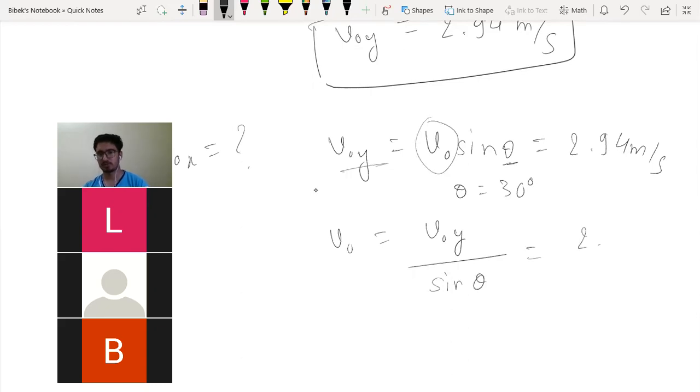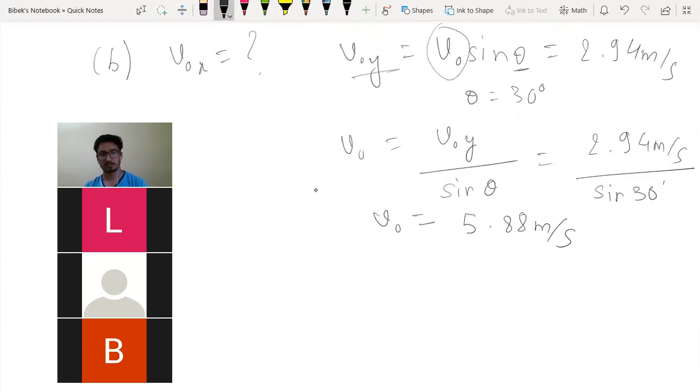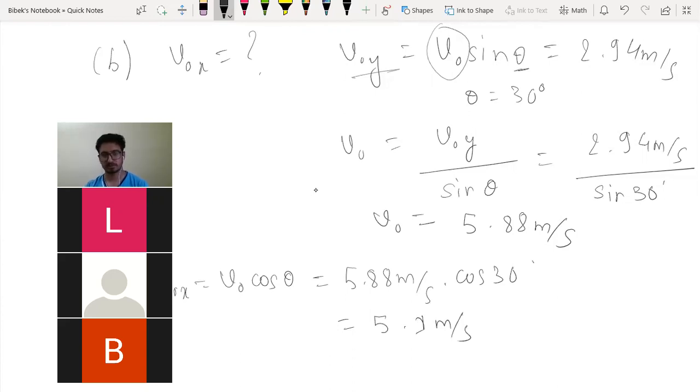That's 2.94 meter per second divided by sine of 30 degrees. So the magnitude of the launch velocity is about 5.88 meter per second. But you need to find the x component. The x component of your velocity is the launch velocity times the cosine of the launch angle. That's 5.88 meter per second times cosine of 30. So that gives you 5.1 meter per second. So that's it.